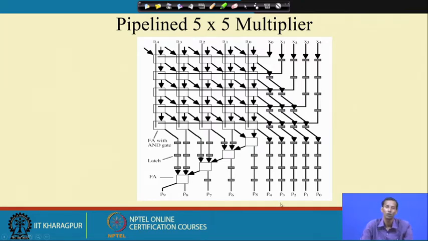Why do I need 8 clock cycles, or 8 registers? Because I am adding 8 full adder cells in this array multiplier architecture. So this is the structure for the pipelined 5 cross 5 multiplier.